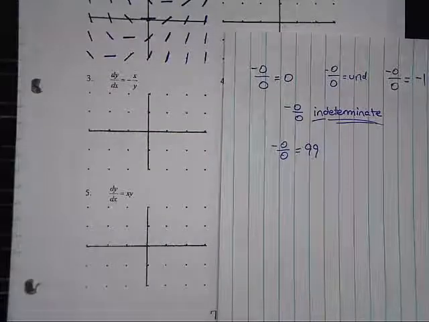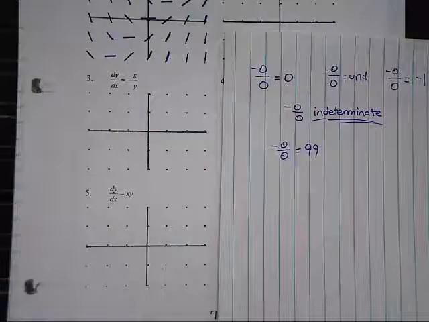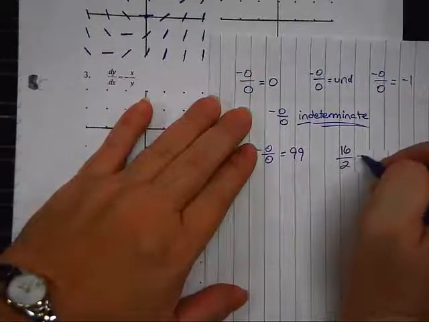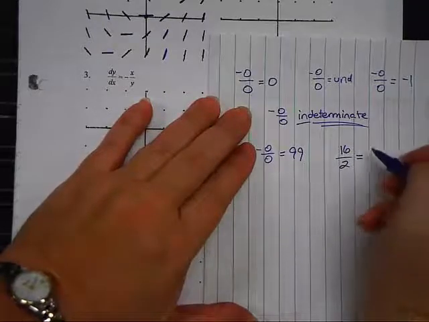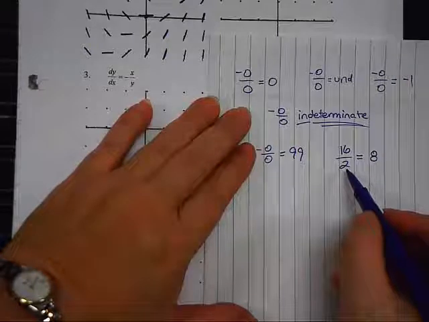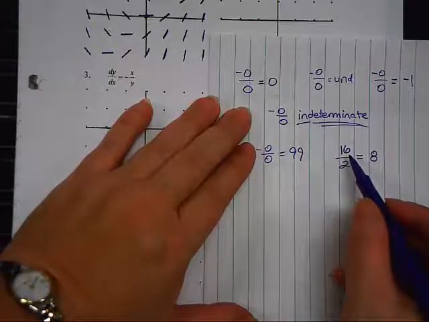0 over 0 is 99. Yes, it is. 0 over 0 is negative 2 also. Let me show you why. I like doing this with people. What is 16 divided by 2 equal? That's 8, because the answer times the denominator equals the numerator. Agreed? Yes. Look up here.